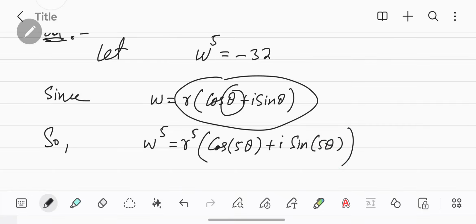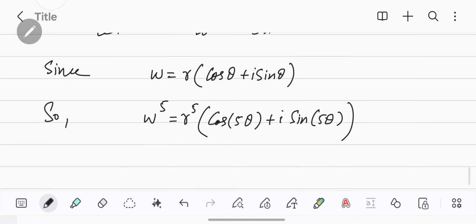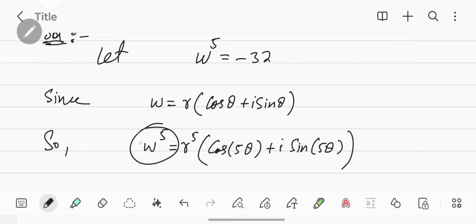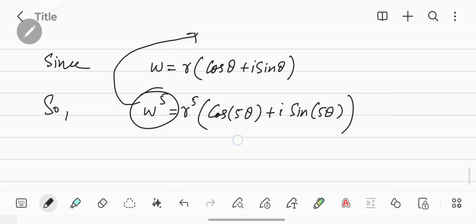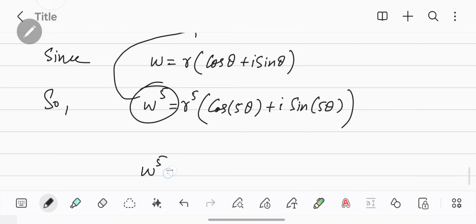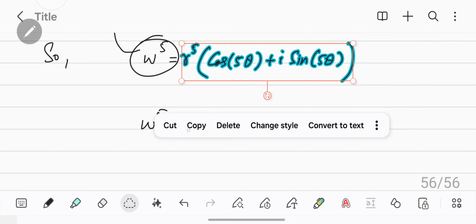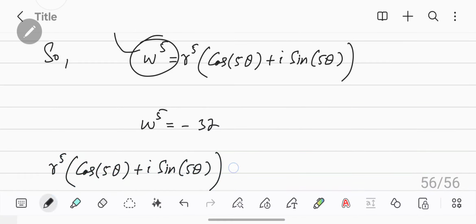This is how we find the fifth power of a complex number, because I have explained this in the previous video. Okay, so this is your W to the fifth. Now you can plug this value of W to the fifth here, since W to the fifth is equal to negative 32.